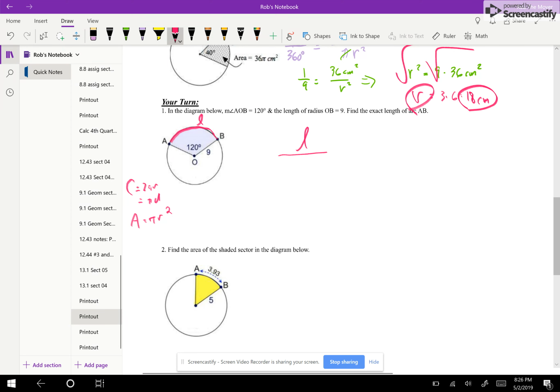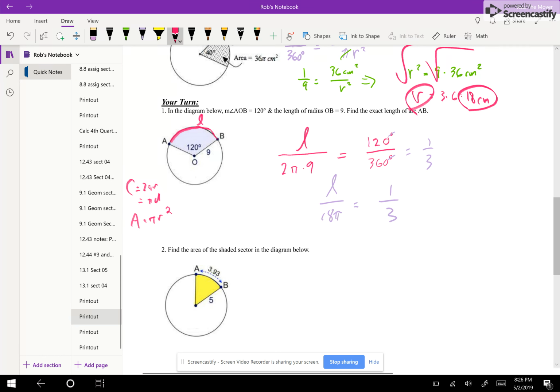So the arc length to the part of the circumference would be 2 pi times 9, right? We're not given any units there. So part to the whole. And what can I use for the part that will help me? Well, I'm going to use the angle. The angle of the sector is 120 degrees to the whole circle, 360 degrees. The degrees cancel, which is good, and 120 over 360 is 1/3. So really I have L over 18 pi is equal to 1 over 3.